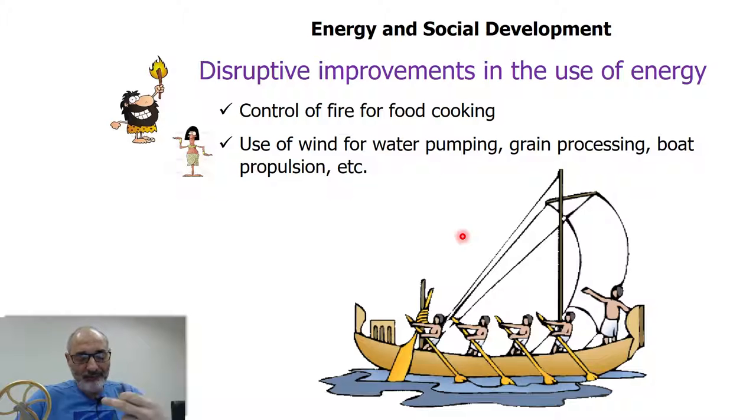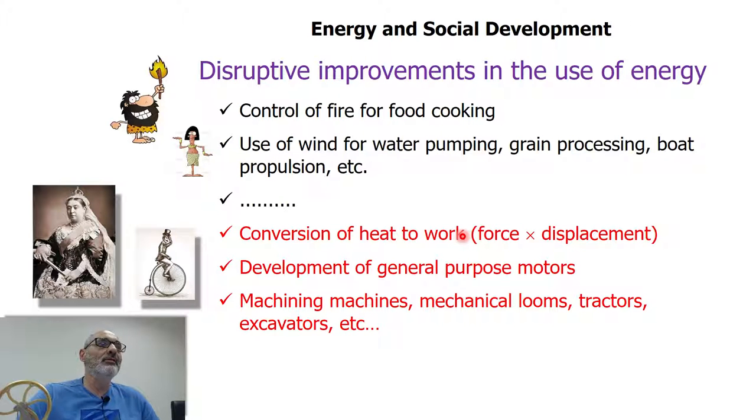And if we leap to only 200 or 300 years from today, we see that during the Victorian era, we learned how to do this conversion of thermal energy, which is a very abundant and easy to get source of energy, to work. And when I say work, I mean force times displacement, mechanical energy. Okay, so we learned how to do that during this period. We're going to see that in a little while.